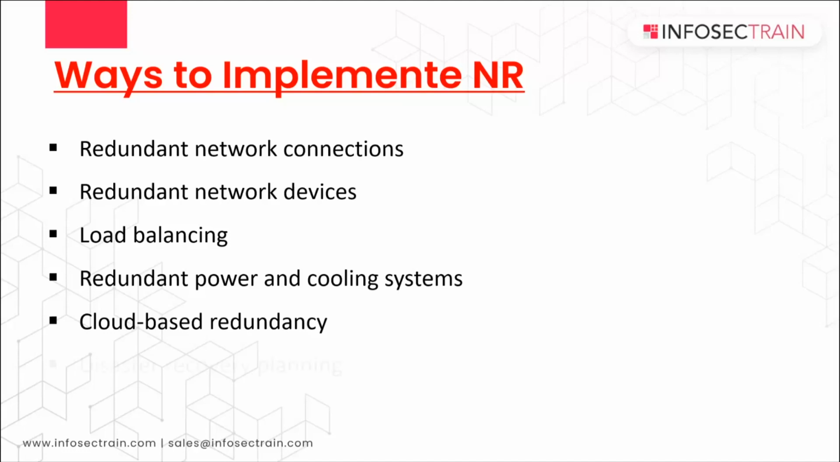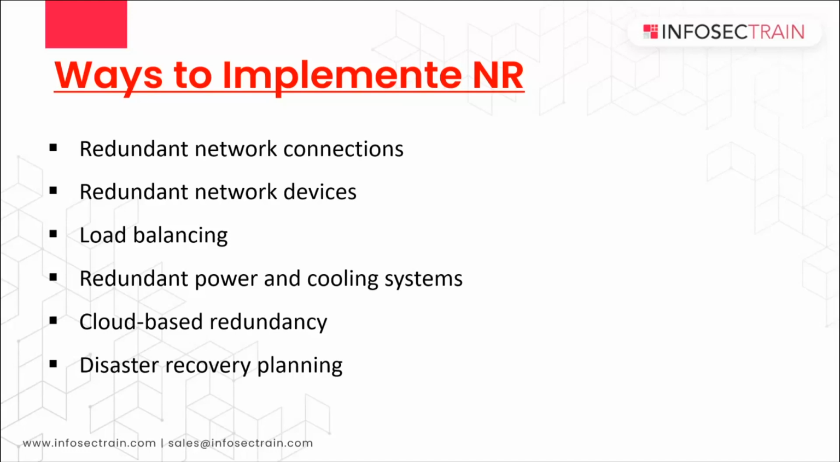Then what about next? Disaster recovery planning. Implementing a disaster recovery plan can help ensure that the network infrastructure remains operational in case of a catastrophic failure. This includes having offsite backups, secondary data centers, and alternative network connectivity options.